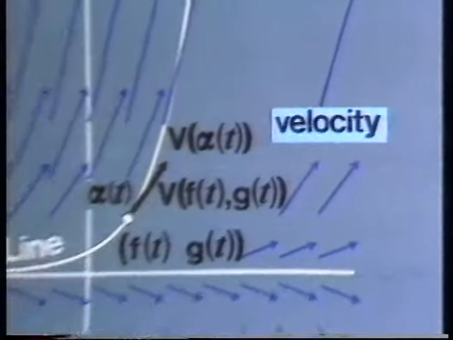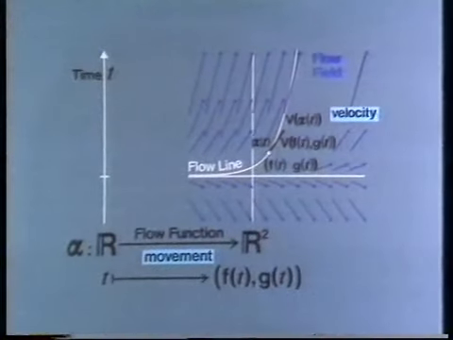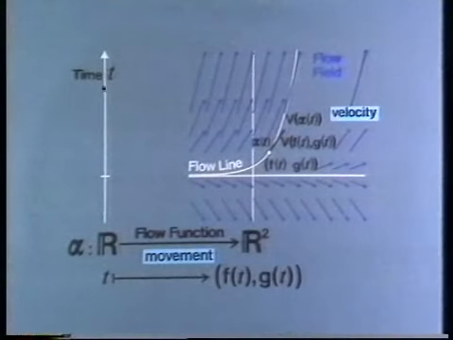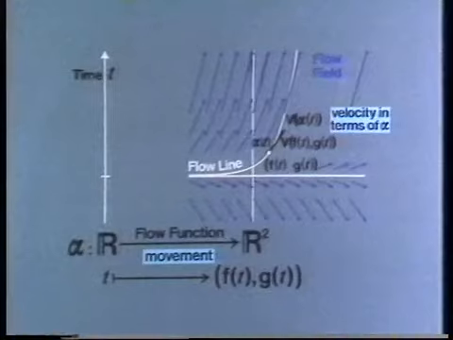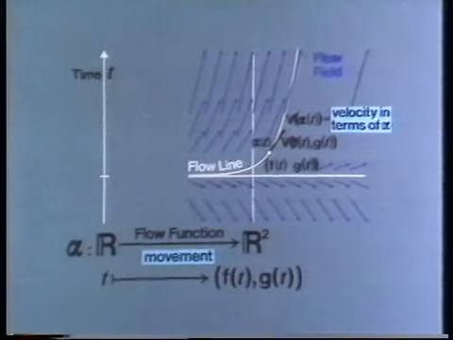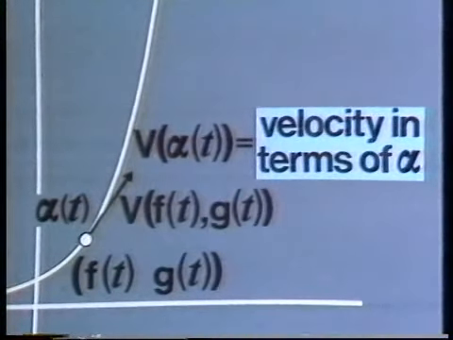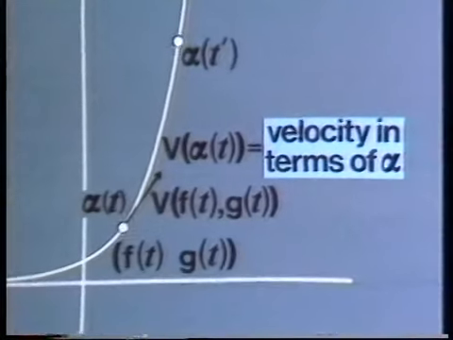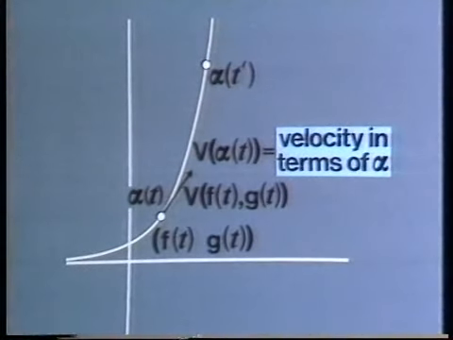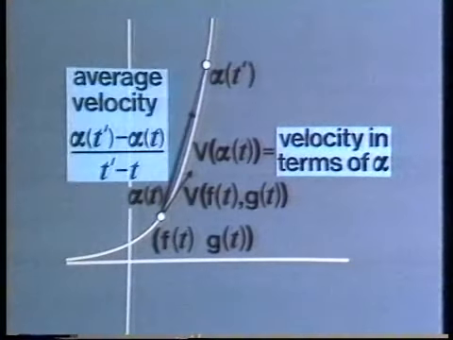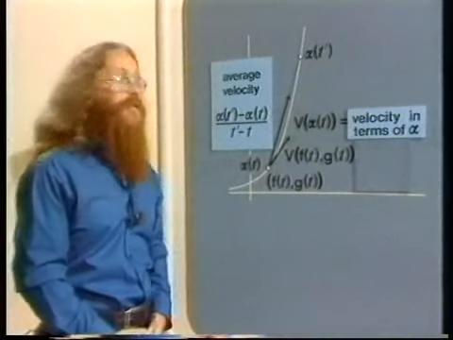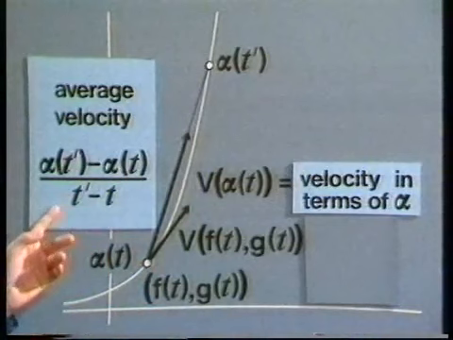On the other hand, we get an alternative notion of velocity from the function alpha, because of the movement defined by alpha. So, to clinch the connection, we need an explicit formula in terms of alpha for the velocity, and this has to equal v of alpha t. To get an explicit formula, we take a second point on the flow line at time t prime, and we consider the average velocity between the 2 points. That is, we consider the free vector based at alpha t given by this expression.